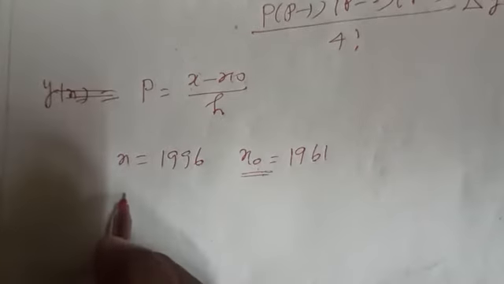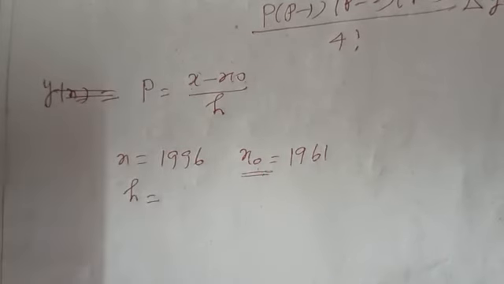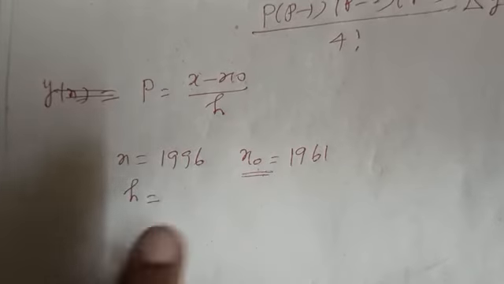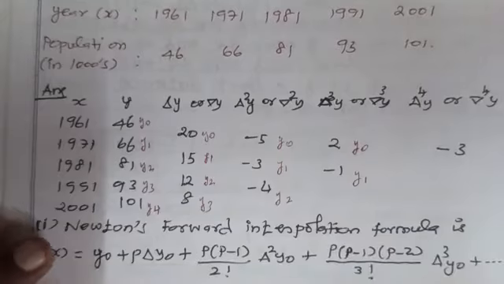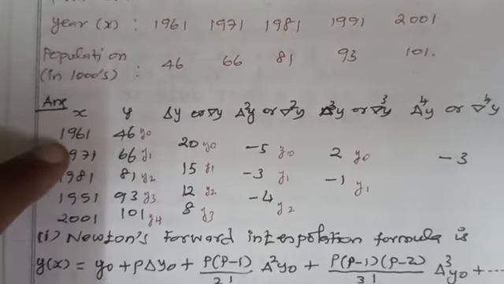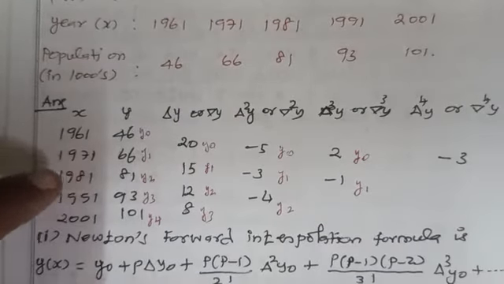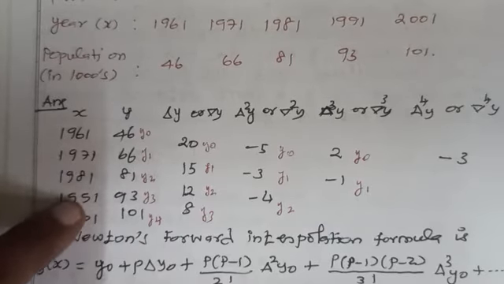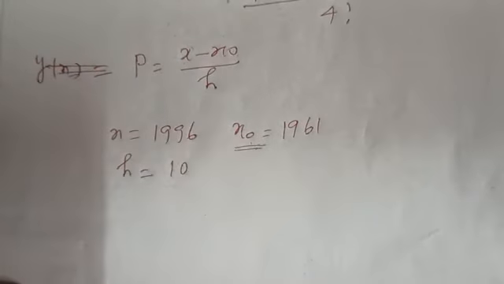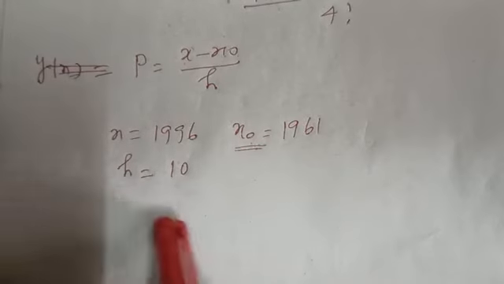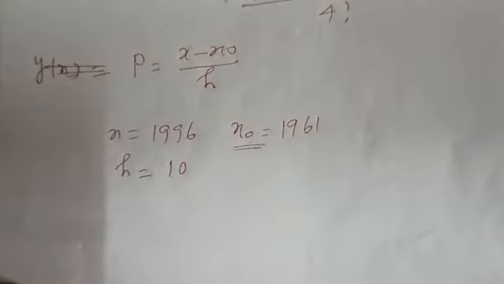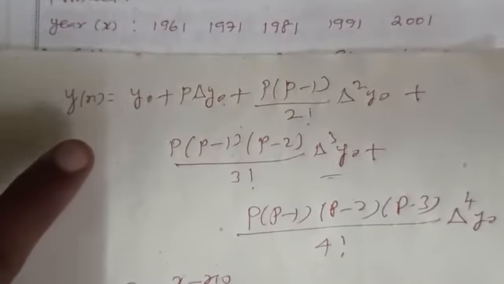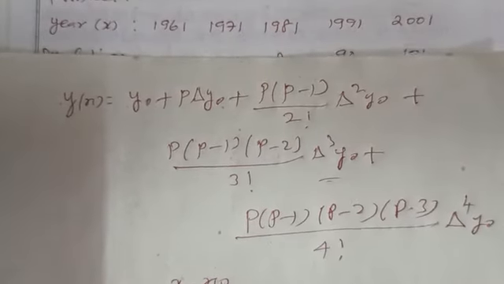And h is the interval, that is, the difference between two x values: 1961, 1971, 1981, 1991 and 2001. What is the interval between two? 10. This is the h value. Now all these values we have to substitute in Newton's forward interpolation formula.